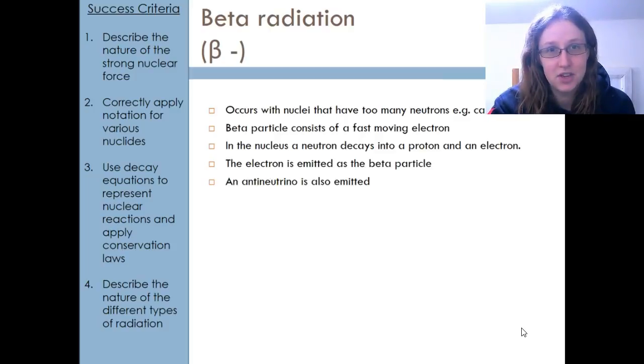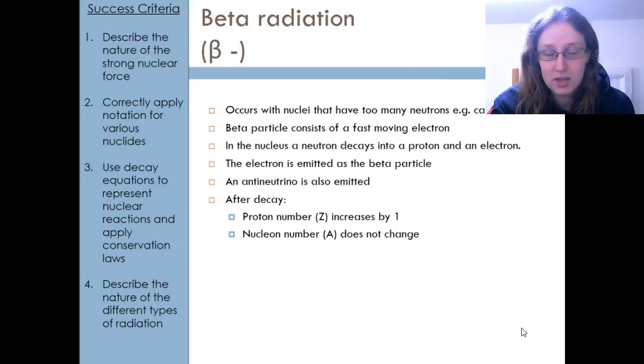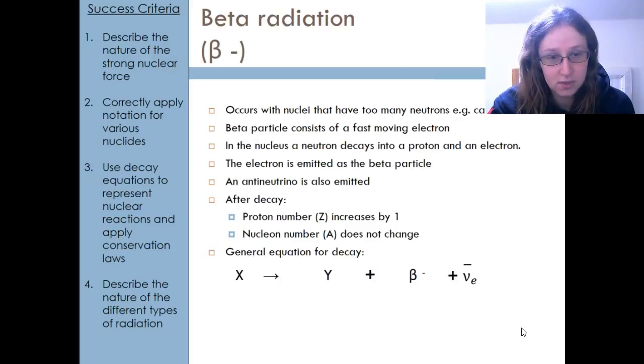Now the other thing we need to know is that at the same time an antineutrino is also emitted. So after decay, our original element, its proton number increases by 1, nucleon number remains unchanged. So in general, if we've got X as our original element, Y is the element it becomes because its proton number changed. The beta here is our fast-moving electron.